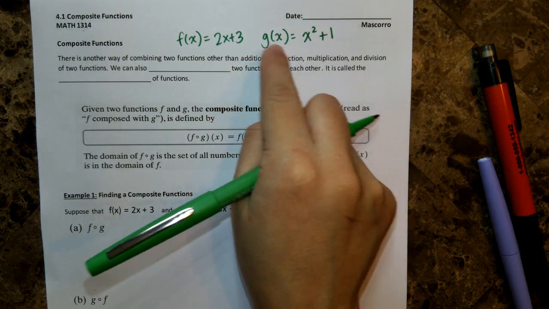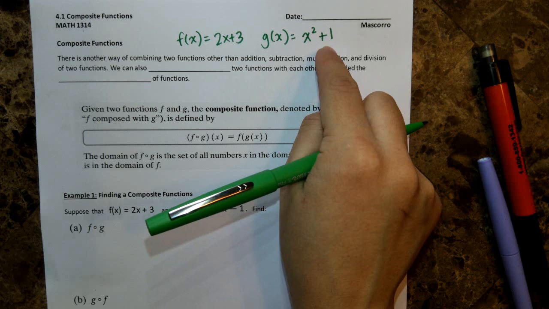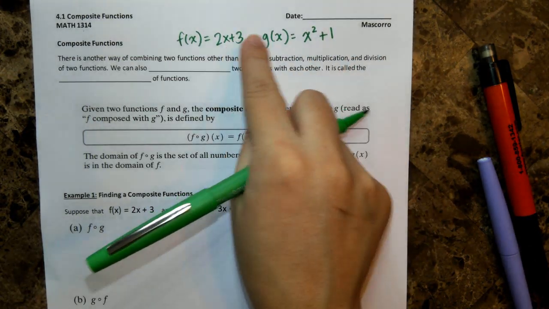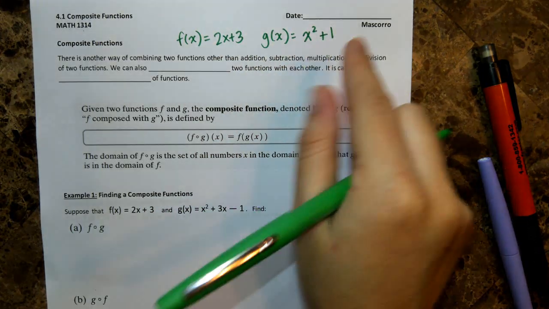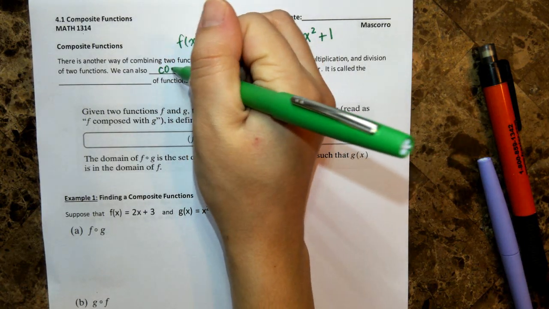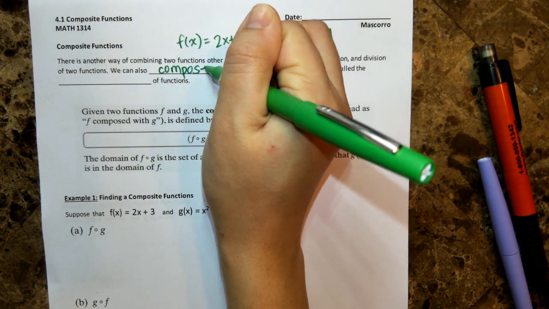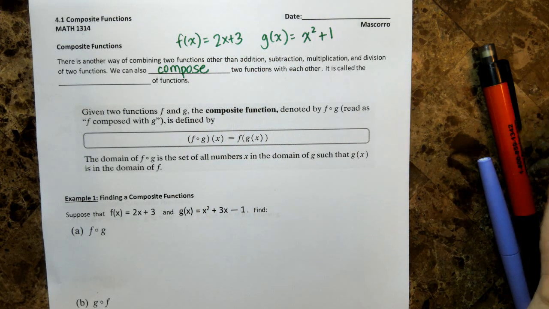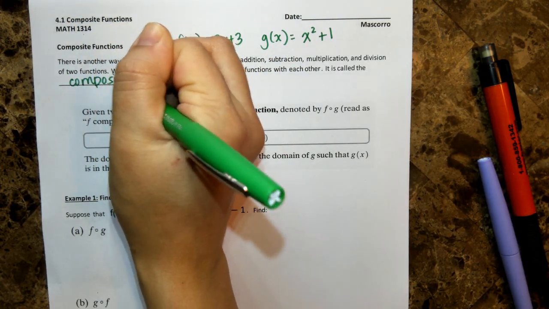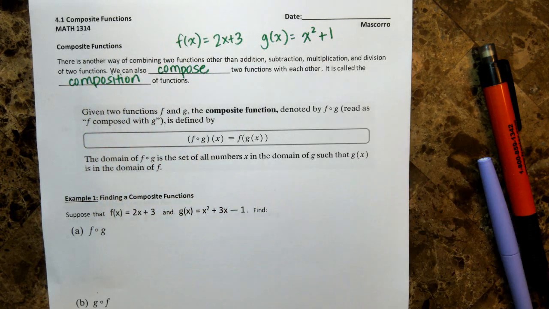If I wanted to subtract them, I would just subtract those terms. If I wanted to multiply them, I would probably use the FOIL method or box method. And if I wanted to divide, I could do that. So we've learned about those 4 different operations. There is another way to combine functions, and that's what we're learning about today. We can also compose two functions. It's called the composition of functions.